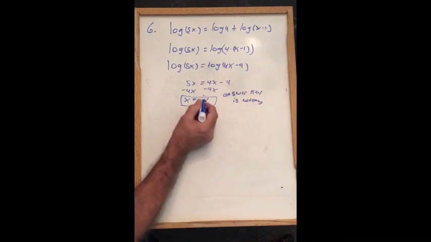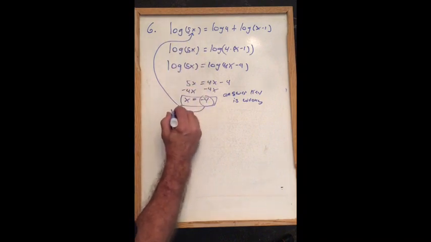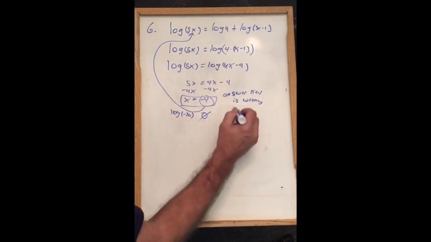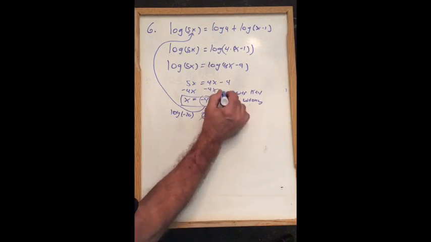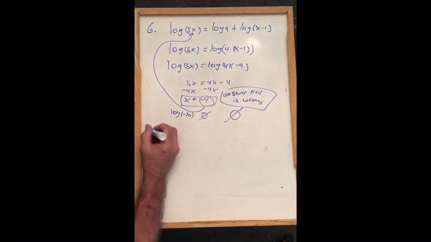Because if you take this negative 4 and you put it into here, you get the log of minus 20, and that is no solution. So this has no solution, even though the answer key says it does. At minus 4, the actual answer is no solution. Number 7.